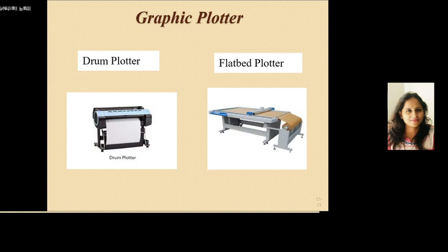And next one is flatbed plotter. See the diagram. A flatbed plotter is also known as a table plotter. It plots on paper that is spread and fixed over a rectangular flat table. The flatbed plotter uses two robotic drawing arms, each of which holds a set of colored ink pens or pencils. The drawing arms move over the stationary paper and draw the graph on the paper. Okay.